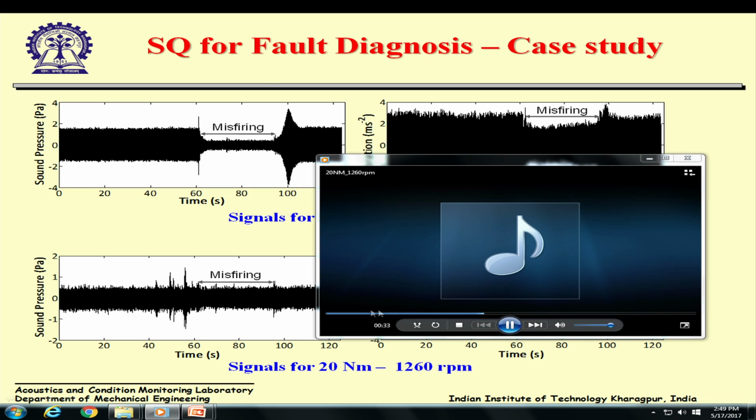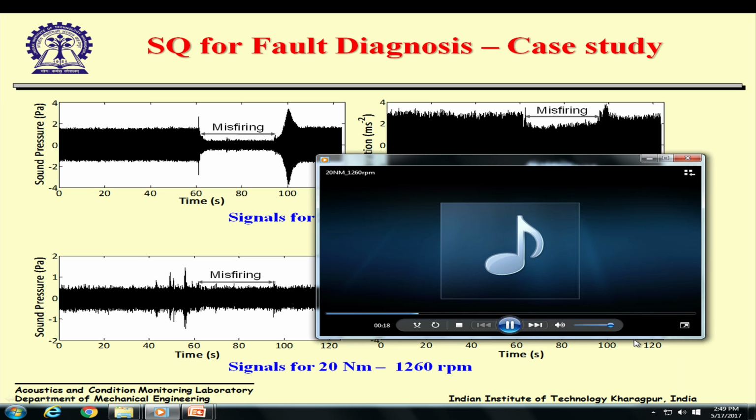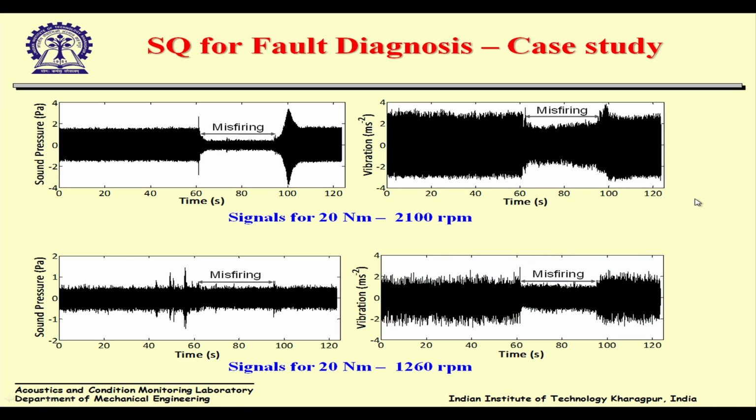I'll play it again. This is when the engine is running with all the cylinders properly, and then suddenly one of the cylinders misfires. Although from the waveform you cannot distinguish, we also calculated the dB spectrum, the decibel levels, and there was not much difference in this condition. There was a marked difference here but not here. But from hearing we could understand that it has misfired.